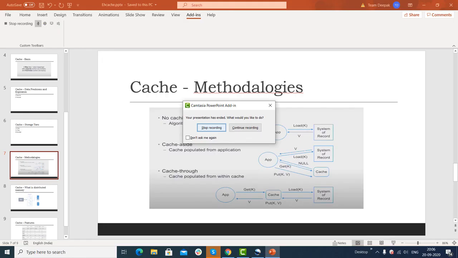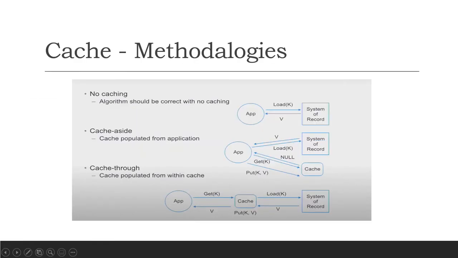Cache through means the application goes directly to the cache. If the cache does not contain the respective data, then it loads it from the database. The loaded data is cached in the cache storage, then sent back to the application. Most users are using these concepts.